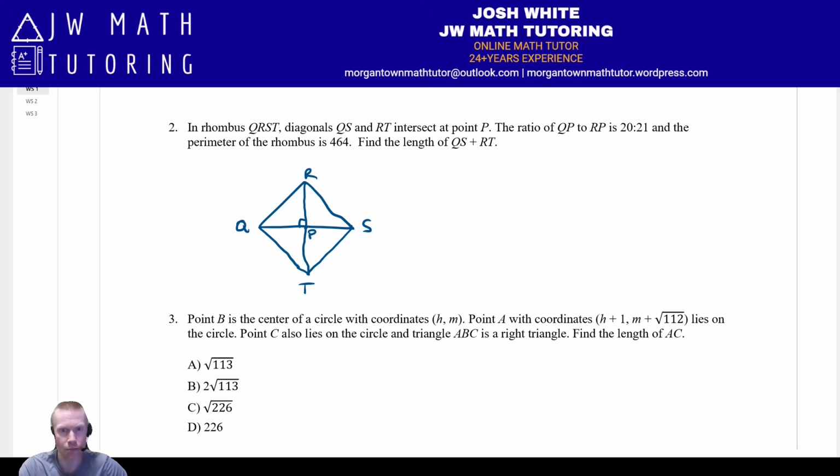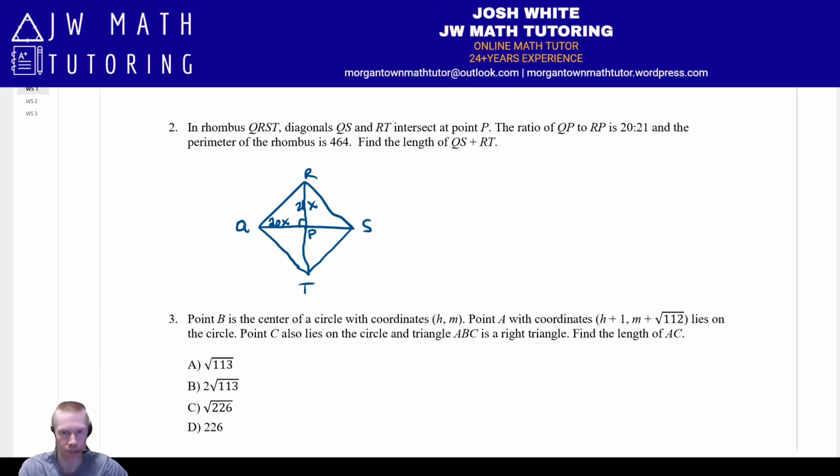The ratio of QP to RP is 20 to 21. So that means this is like 20x and this is 21x. They're not necessarily 20 and 21, but if you took the two overall values and divided them, you would get 20 and 21, which means there's some common factor, x, that they're each multiplied by. All right, perimeter of the rhombus is 464.